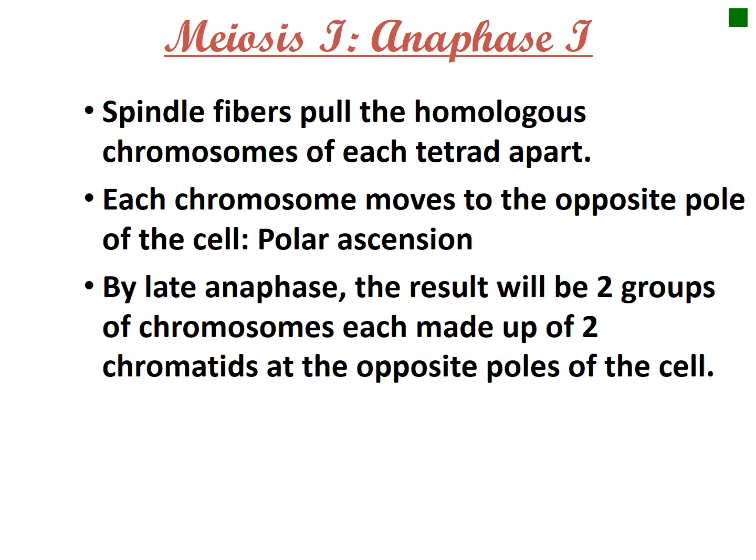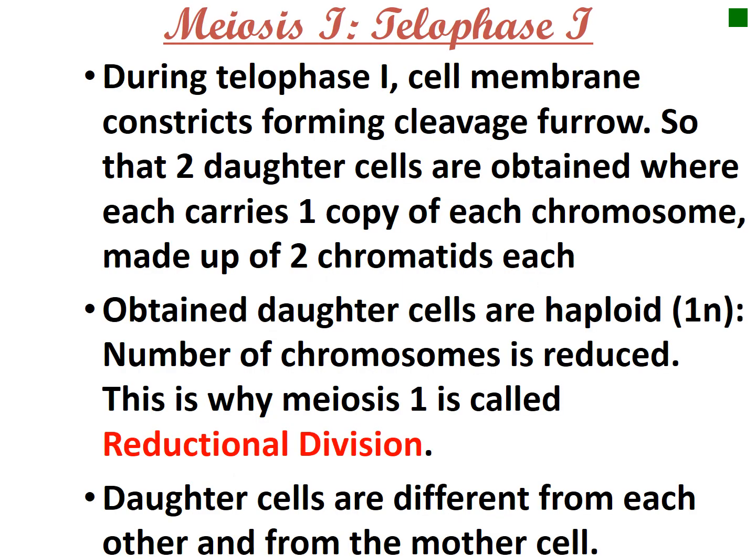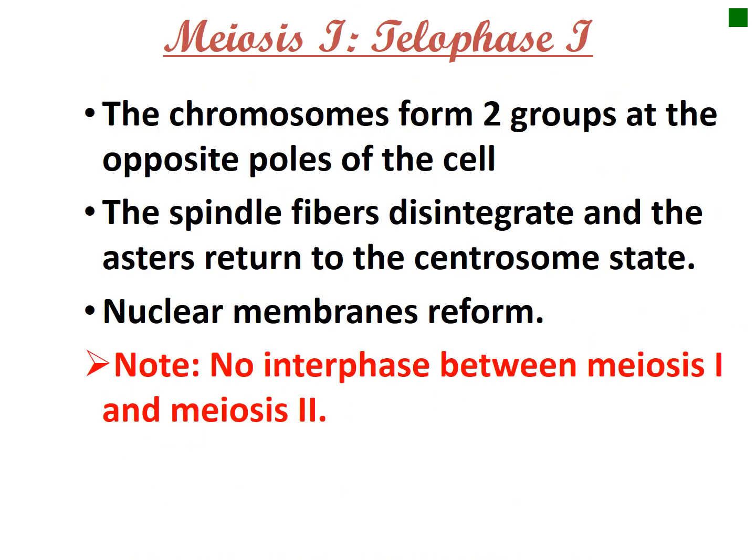Meiosis 1, anaphase 1. Spindle fibers pull the homologous chromosomes of each tetrad apart. Each chromosome moves to the opposite pole of the cell, in what is known as polar ascension. In late anaphase, the result will be two groups of chromosomes, each made up of two chromatids, at the opposite poles of the cell. Meiosis 1, telophase 1. In telophase 1, the cell membrane constricts, forming the cleavage furrow, so two daughter cells are obtained, where each carries one copy of each chromosome, made up of two chromatids. The obtained daughter cells are haploid, the number of chromosomes is reduced, that's why it's called reductional division. The daughter cells are different from each other, and they are different from the mother cell.